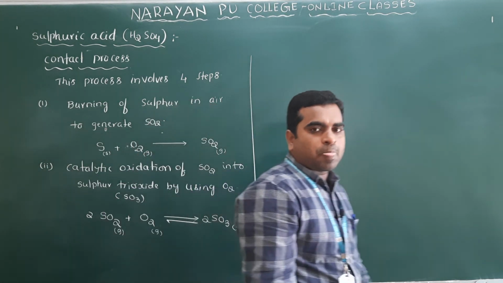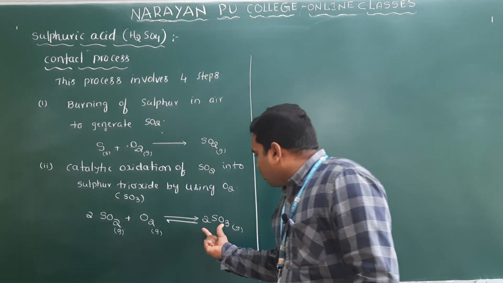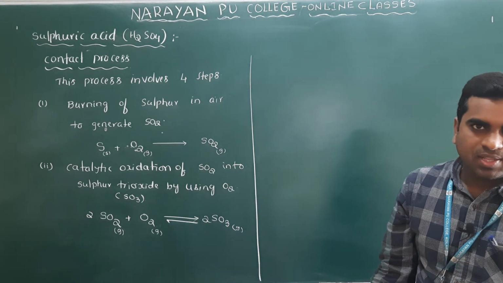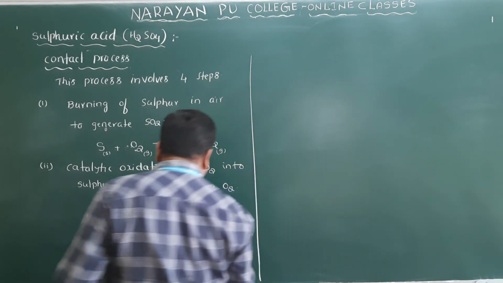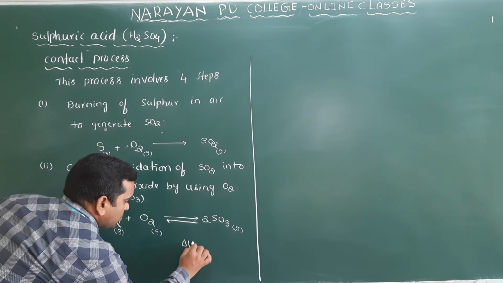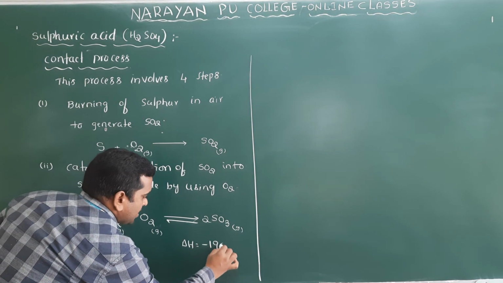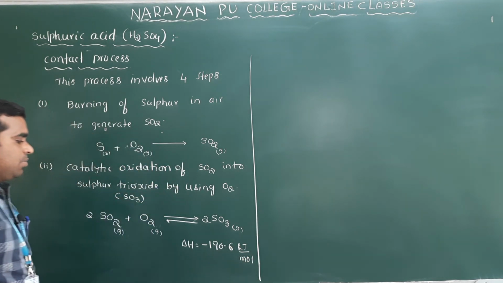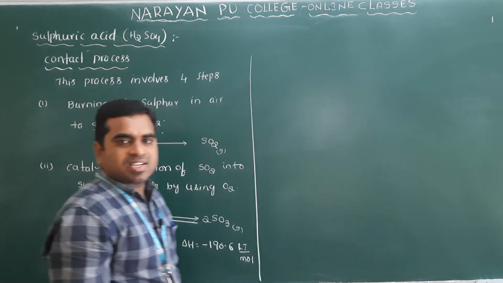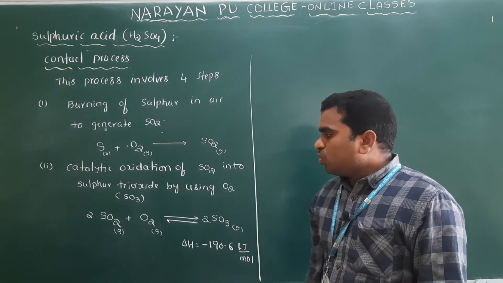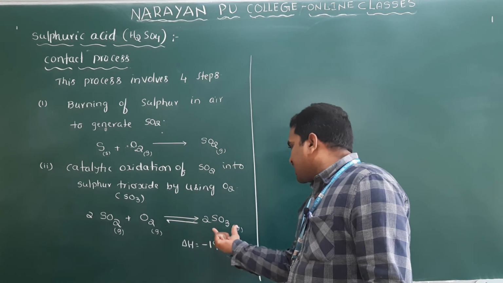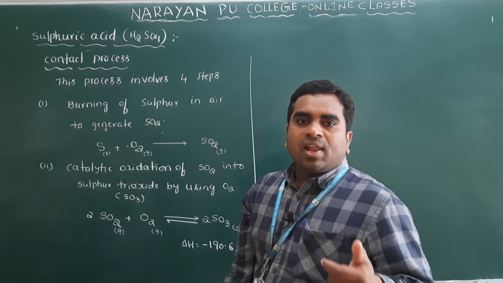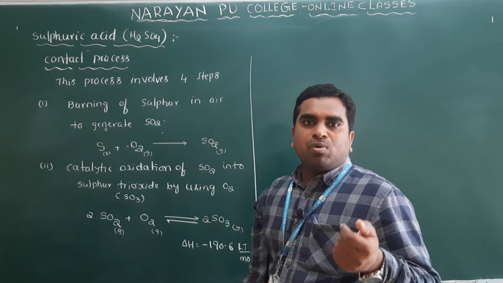But to get more yield of sulfur trioxide, we have to maintain some conditions. Very important: this reaction is exothermic, minus 196.6 kilojoule per mole. So the forward reaction is exothermic, and according to Le Chatelier's principle, low temperatures are favorable for that reaction.